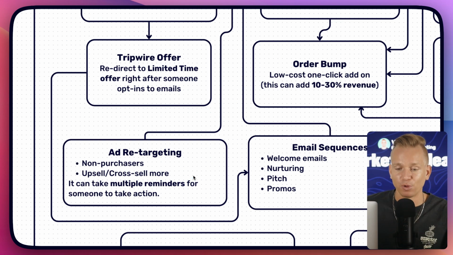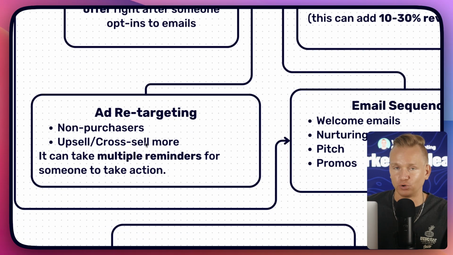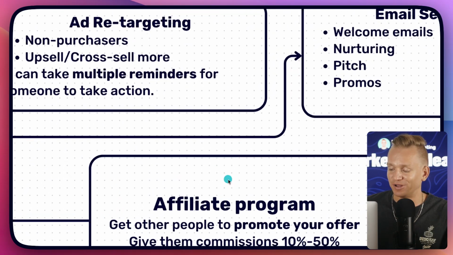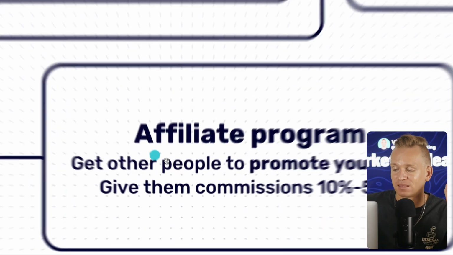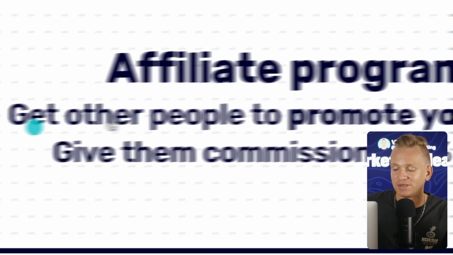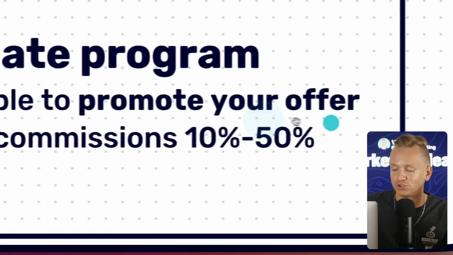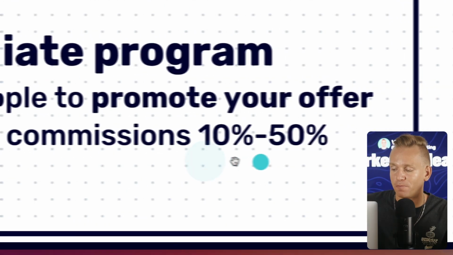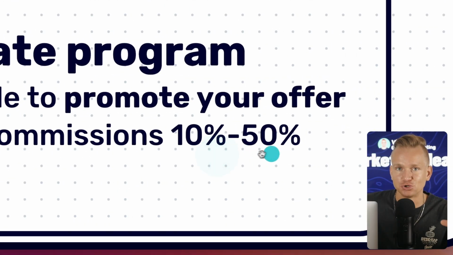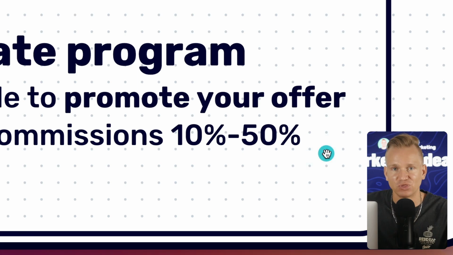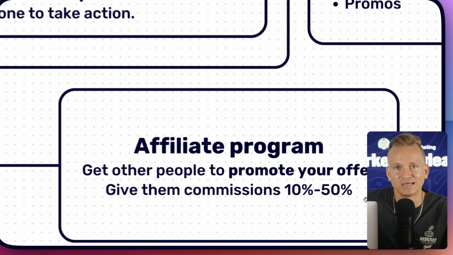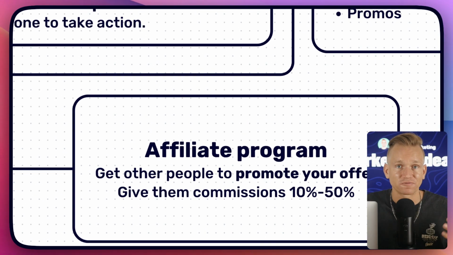And let me tell you a couple more things that you want to implement. All of these are super low hanging fruits. Let me tell you about the next one that's also a no-brainer for me. That is an affiliate program. So basically getting other people to promote your offer, and you give them commissions, usually between 10 to 50%, but this can differ quite a bit depending on what your digital product is and what your funnel looks like.